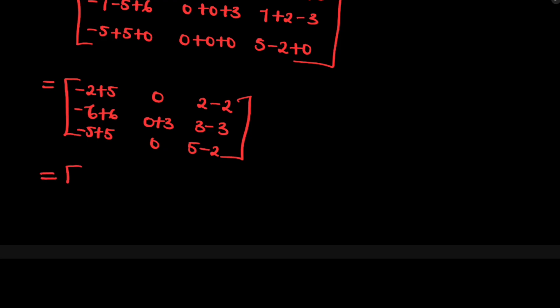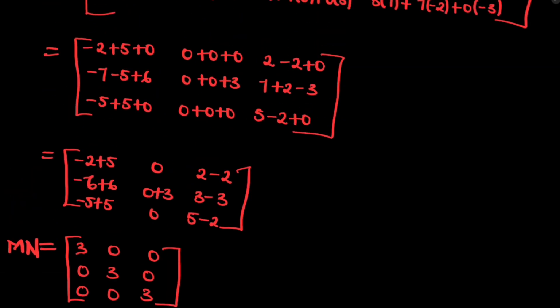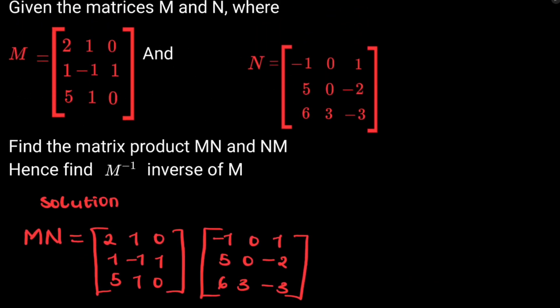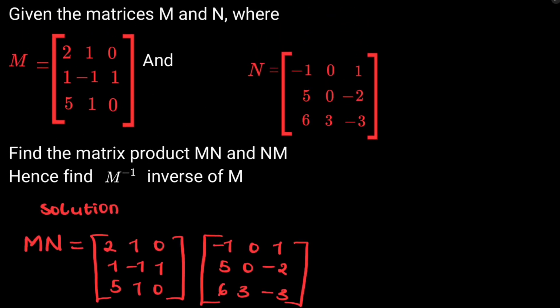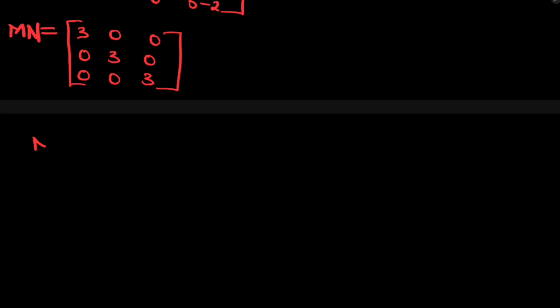So finally we have 3, 0, 0, 0, 3, 0, 0, 0, 3. So this is our matrix MN. Okay, now we have found MN. Let's find NM.